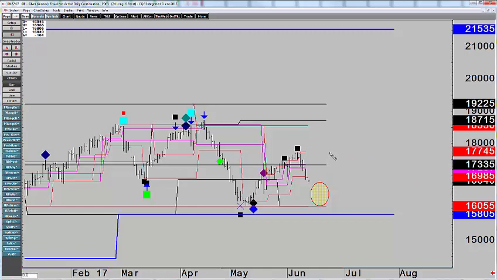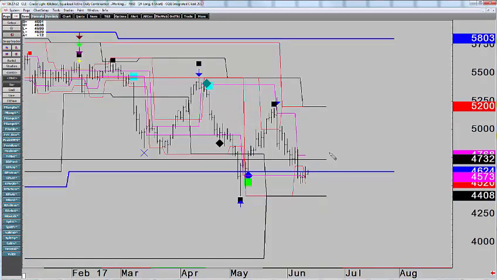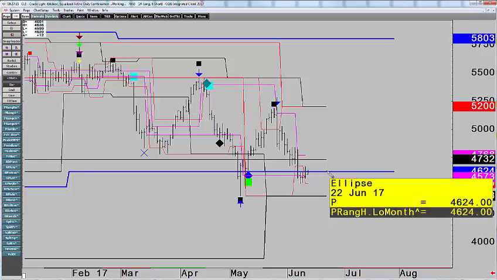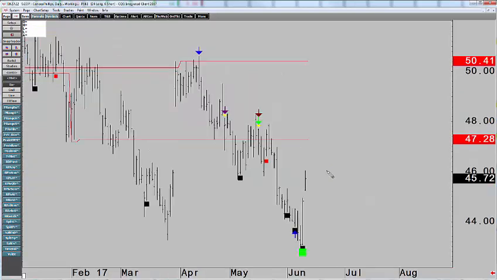Crude pretty quiet. It's just sitting at this monthly line really, so not much to report. There were a few stock calls based on Friday's price action, so we'll just go through them.